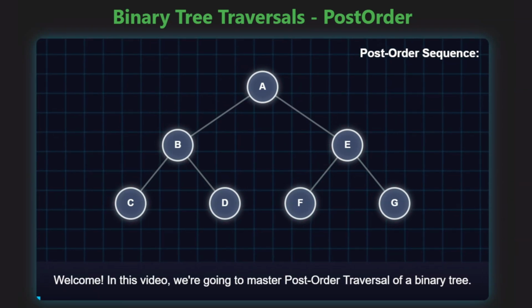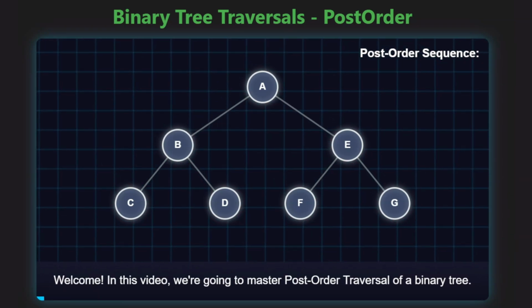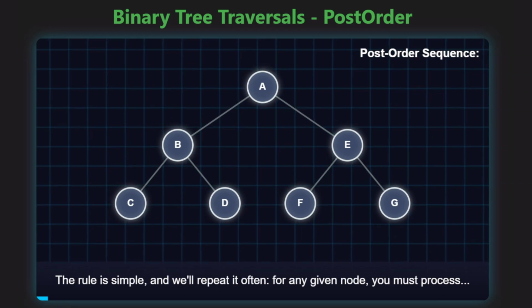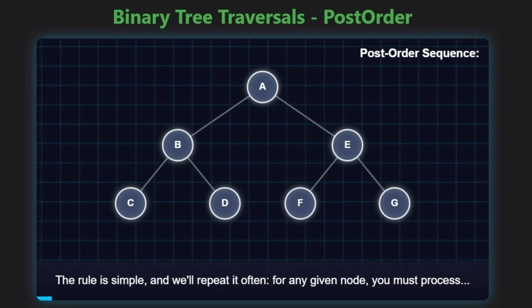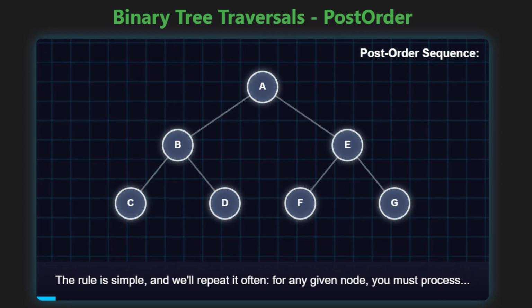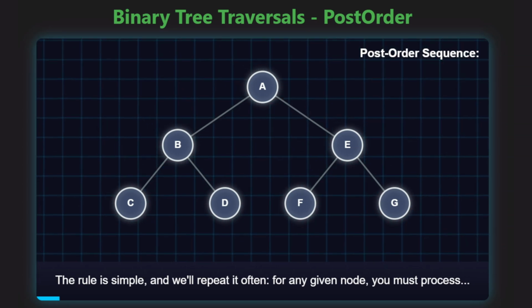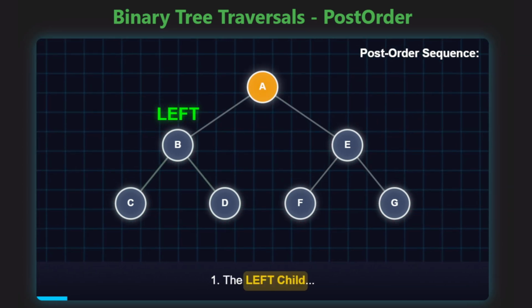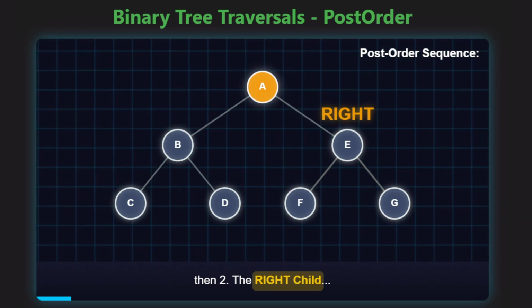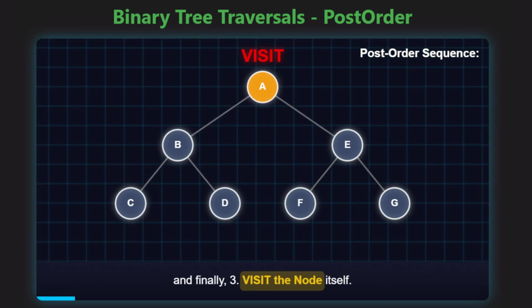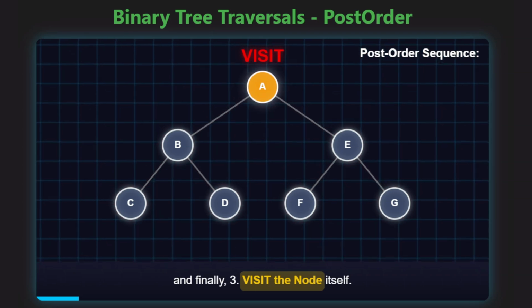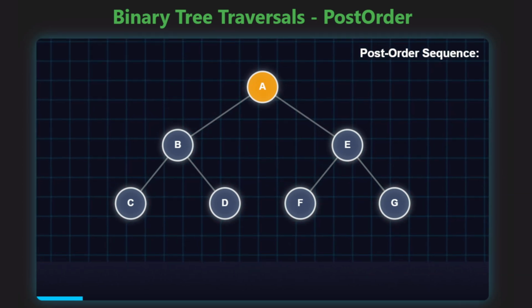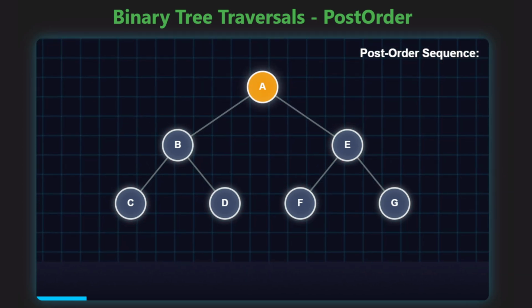Welcome! In this video, we're going to master post-order traversal of a binary tree. The rule is simple, and we'll repeat it often. For any given node, you must process: 1. The left child, then 2. The right child, and finally 3. Visit the node itself. Let's begin with our example tree.